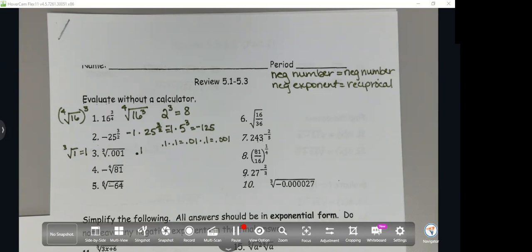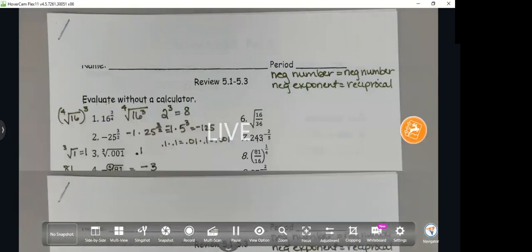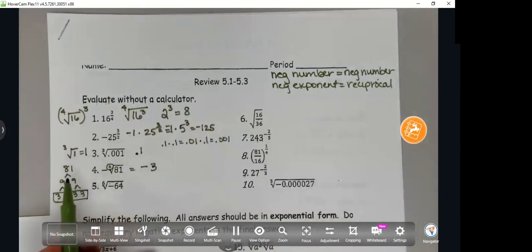Okay. Now, if this negative was not there, it would just be positive. Oh, I'm paused. I don't know why it's not showing. There we go. Sorry about that. So we've got the 81 broken down like this. If I could edit this, I would, but I don't know how to do that. Sorry, guys.